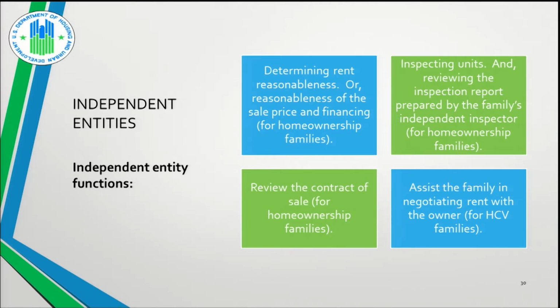The independent entity inspects units, and in the case of the homeownership option, it also reviews the inspection report prepared by the family's independent inspector. The independent entity also reviews the contract of sale for homeownership option families. And for HCV or Housing Choice Voucher families, the independent entity assists the family in negotiating rent with the owner.